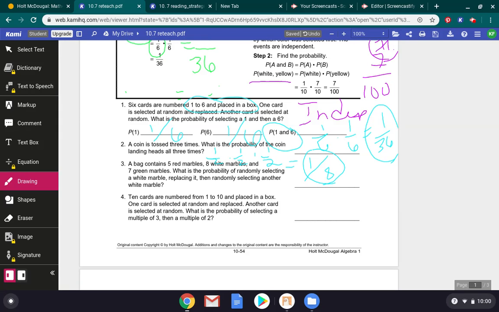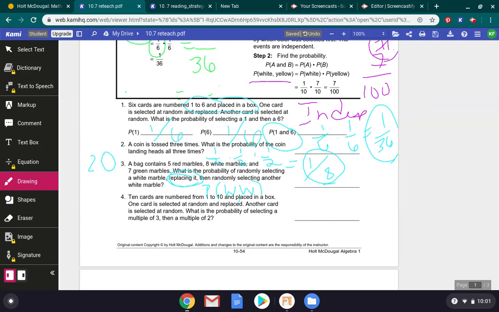All right, take a look at 3. Number 3 says here, a bag contains 5 red, 8 white, and 7 green marbles all together. So 7 and 8 give 15 plus the 5 red, there's 20 marbles in our bag. Okay, so the question says, what's the probability of randomly selecting a white and replacing it? So replacing it means it's going to be independent. So we need to select a white, replace it, and then select another white marble. Okay, so what's the probability that we're getting those 2 white marbles after we replace the first one?